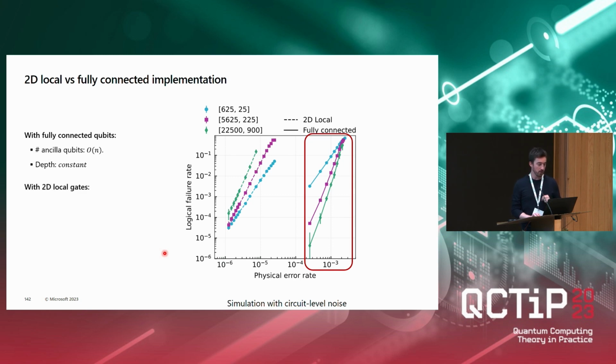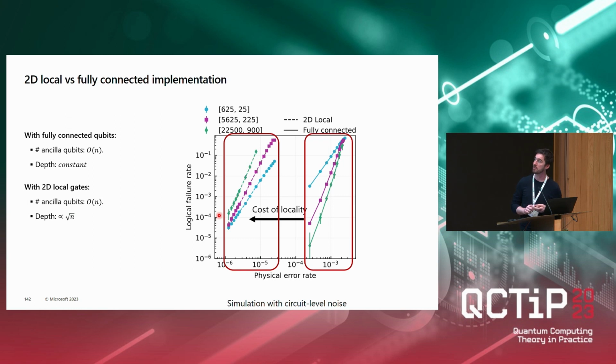But when we look at the 2D case with a large depth, then the performance degrades. And this is the cost of locality. It's about 3 orders of magnitude. It doesn't work. The performance is very poor because we have a large depth circuit. So this is a simulation for the large depth circuit with a small number of ancilla. In the other case, we have too many ancilla qubits, so we're also in trouble. So we need a new idea.